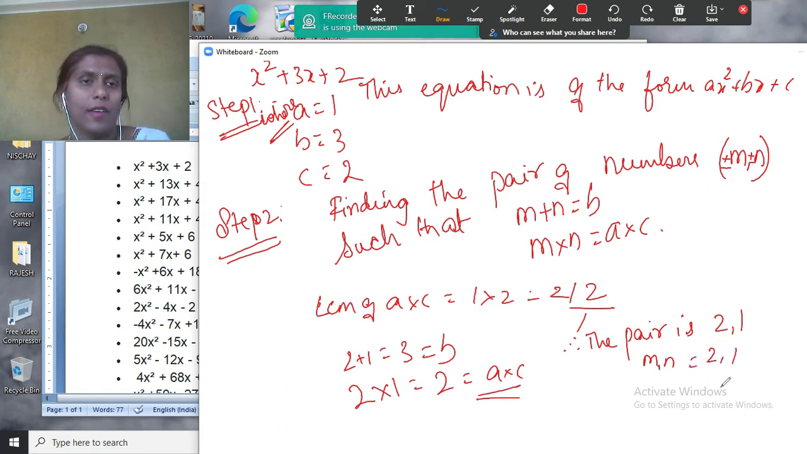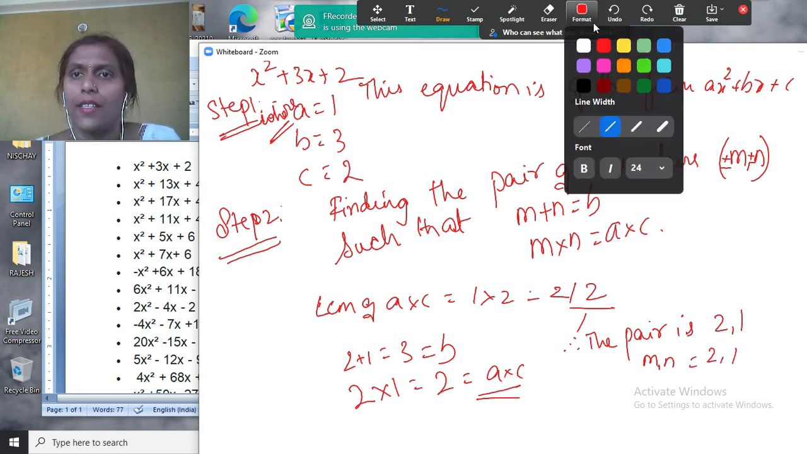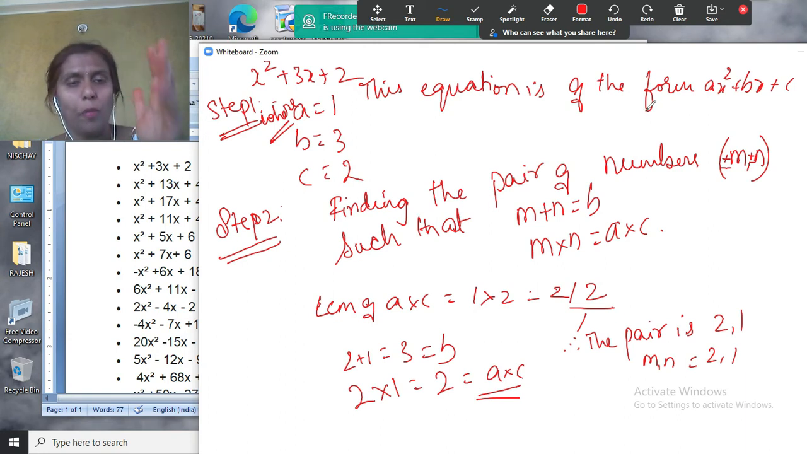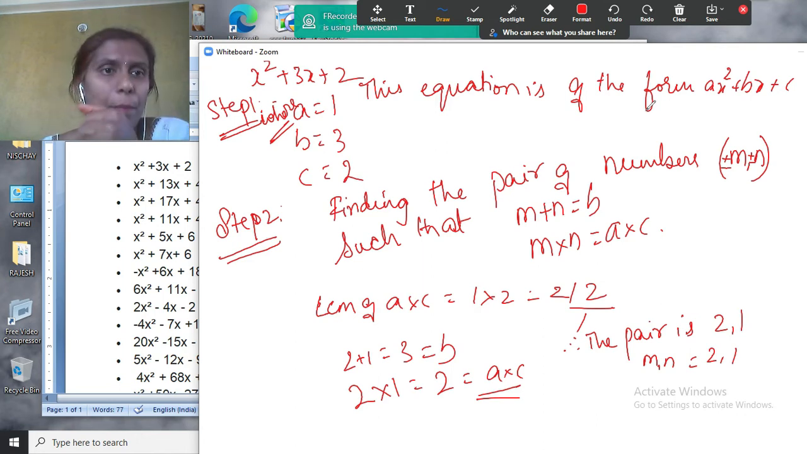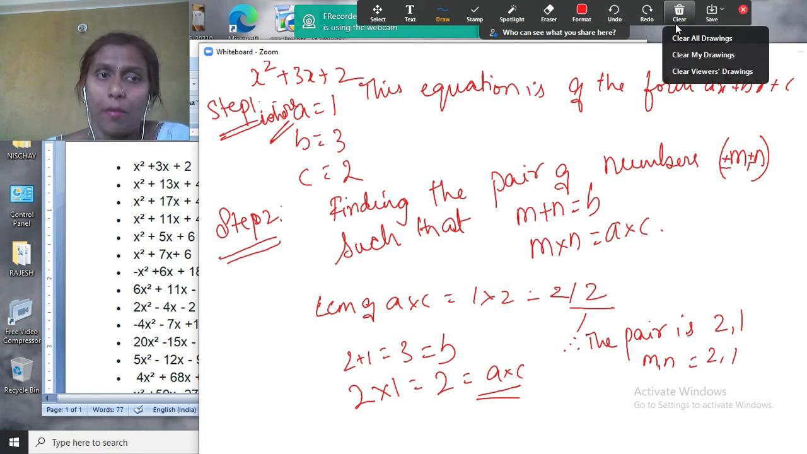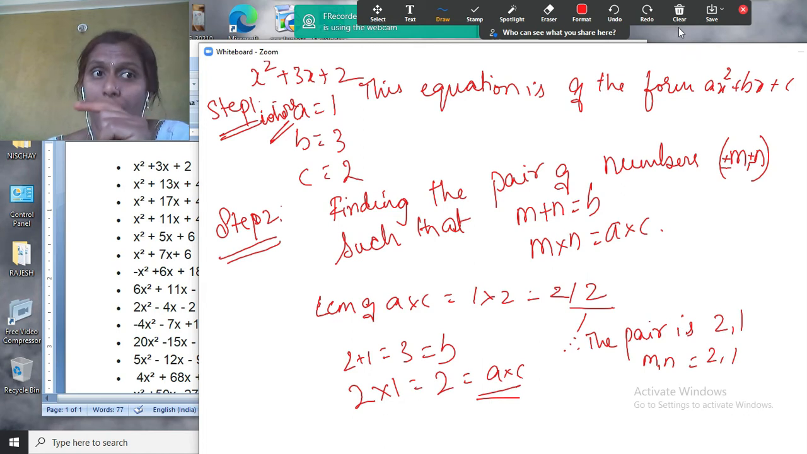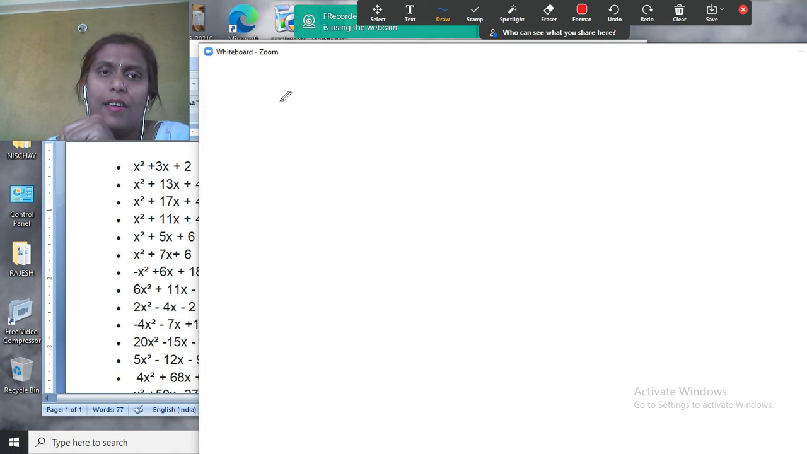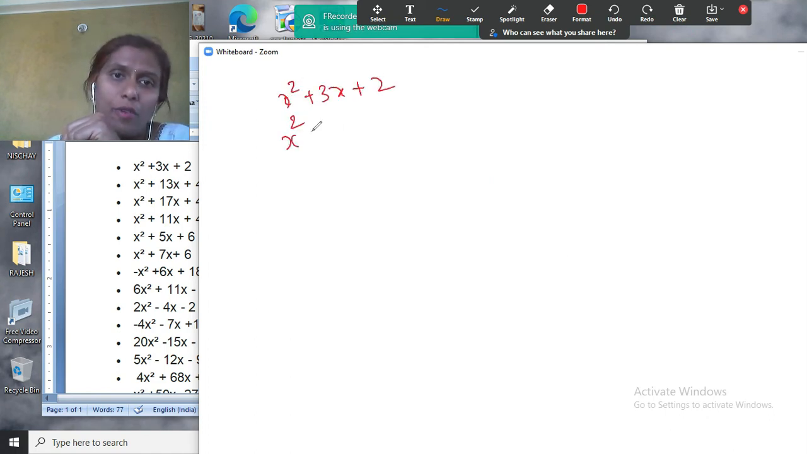Now we got this. After getting this, what is my next step? Hope you guys have written step 1 and step 2. So now we got the numbers. Once we've got the numbers, we are replacing the value b and writing them. Instead of bx, we are using m and n. We will say it as mx and nx. Okay, let me clear. Now x square plus 3x plus 2, the pair I got is 2 and 1, right? So it is x square plus 2x plus 1x plus 2.